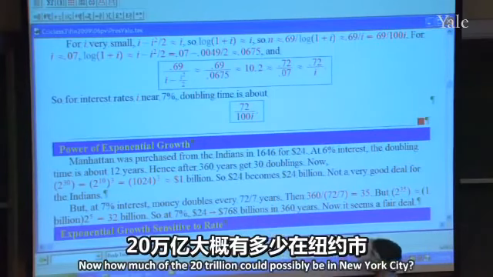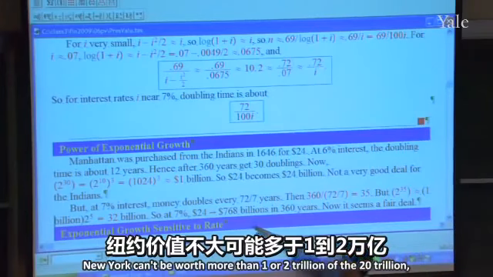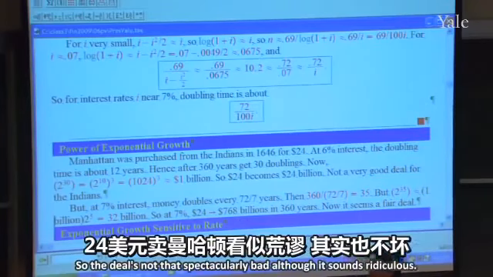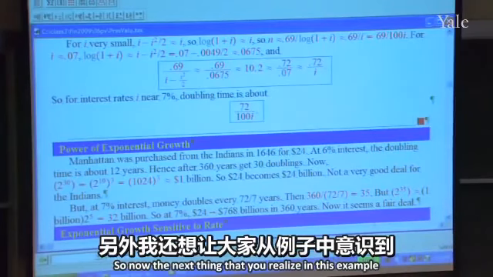Now, how much of the 20 trillion could possibly be in New York City? I've actually got no idea, but it can't be that much more. The whole country is 20 trillion. New York can't be worth much more than 1 or 2 trillion of the 20 trillion. So you're not that far off. The deal's not that spectacularly bad, although it sounds ridiculous. Anyway, the point is you can do this in your head.